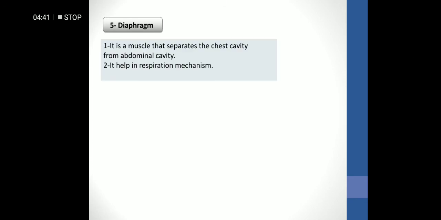The next organ is the diaphragm, and it is the last organ in the respiratory system. It's a muscle that separates the chest cavity from the abdominal cavity. Chest cavity contains the respiratory system, and abdominal cavity contains the digestive system. So, diaphragm separates the digestive system from the respiratory system. Number two, it helps in the respiration mechanism.